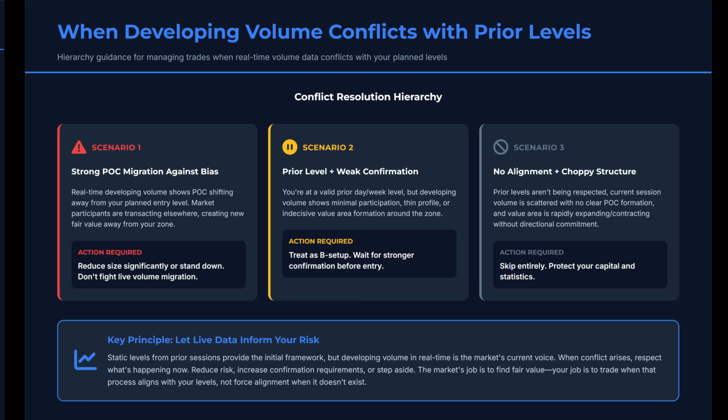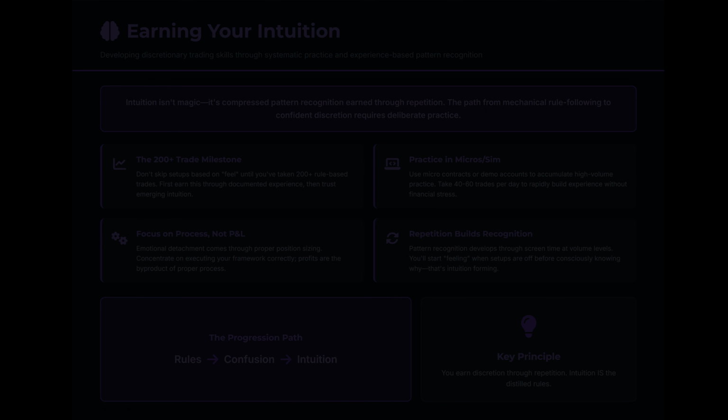Consistent application of this framework improves your win rate, builds confidence, and enhances discretionary skills through pattern recognition and screen time, developing the discretionary skills that allow you to make these conflict resolution decisions confidently and instinctively. Next slide preview. We'll cover how to earn your intuition through systematic pattern recognition and screen time.